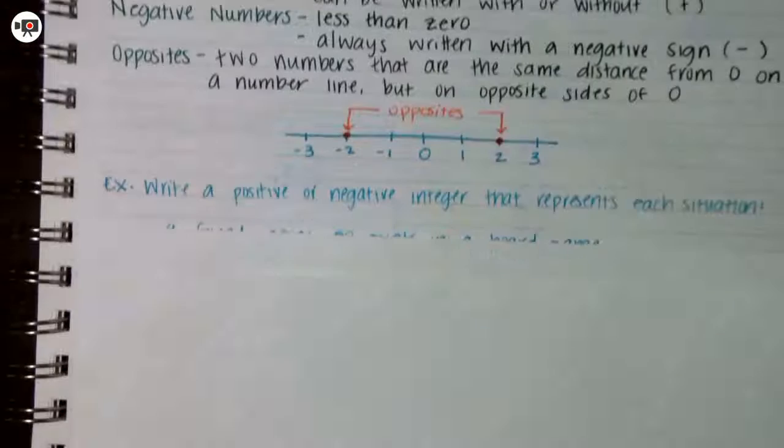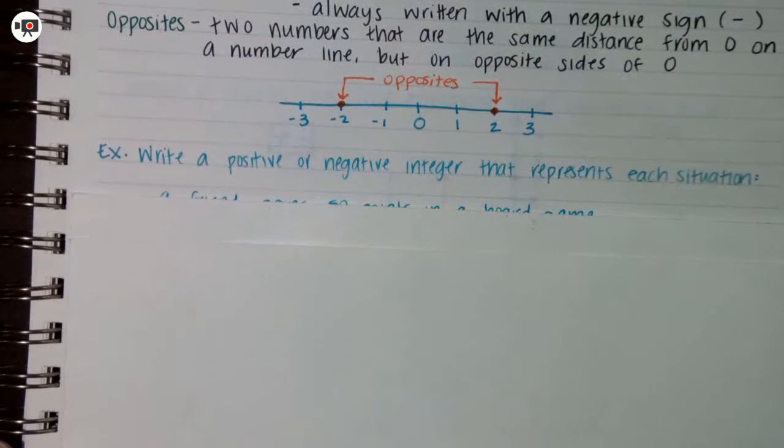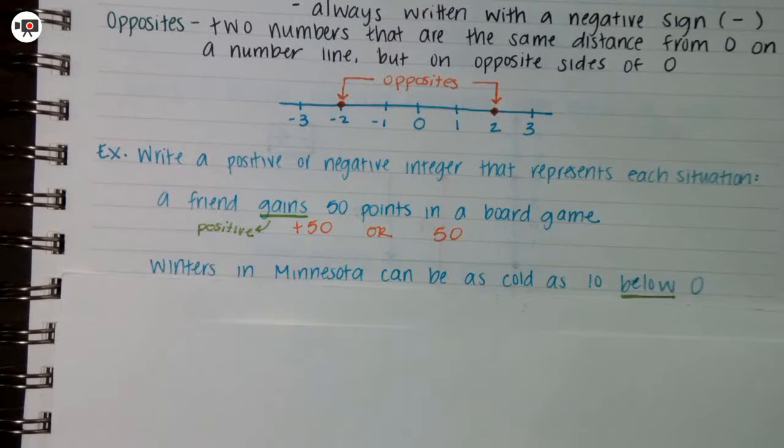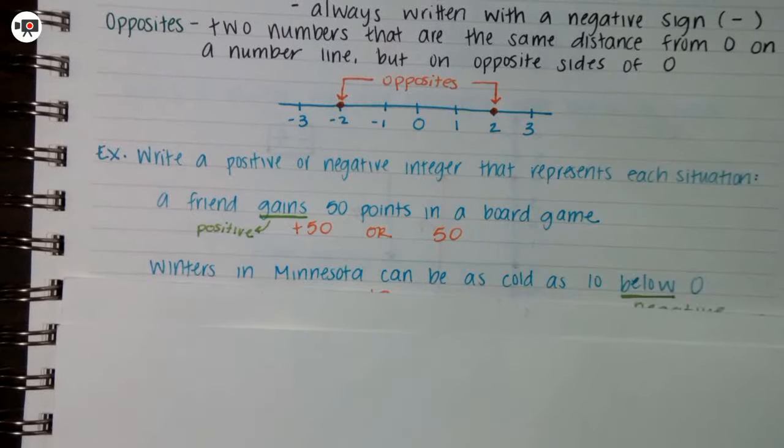So we're going to write a positive or negative number that represents each situation. A friend gains 50 points in a board game. Our keyword is gains, which means it is positive, so you can write plus 50, or you can write just a regular 50. Winters in Minnesota can be as cold as 10 below 0. Keyword below, and that means negative, so we have negative 10.